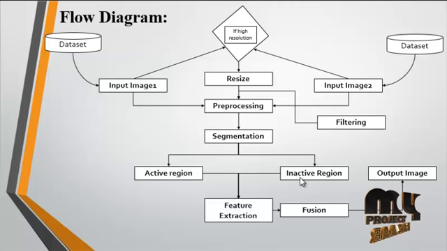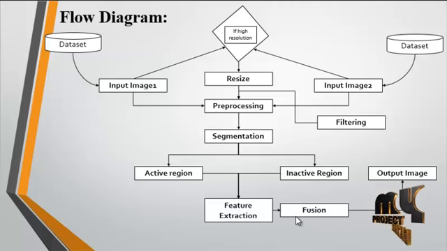This method is known as pan sharpening. Due to the integration of the inactive region, the loss of data is avoided by the integration. After the integration, the features are extracted from the image. Here we use the GLCM for the feature extraction. GLCM is nothing but the gray level co-occurrence matrix. After the feature extraction, based on the features, we integrate the regions and the fusion is undertaken.